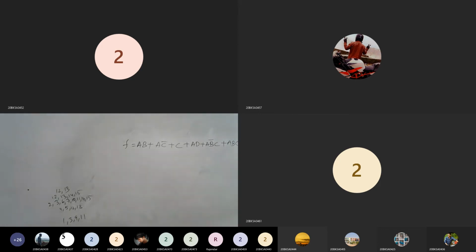Now let us see who will do this problem first with the correct answer. Sixth one is ABC. Fifth is AB bar C. Fourth one is AD.